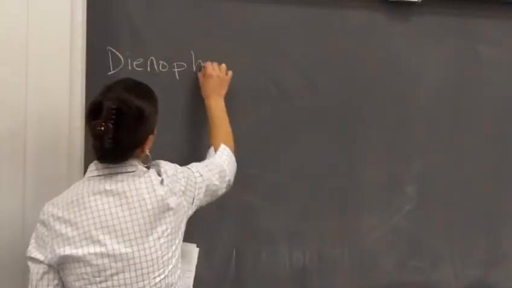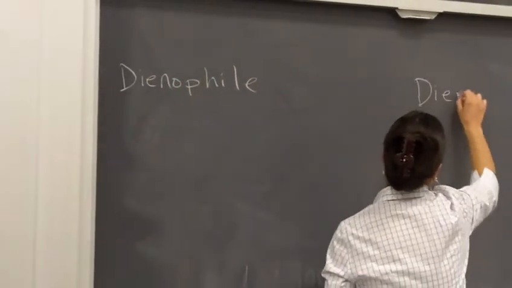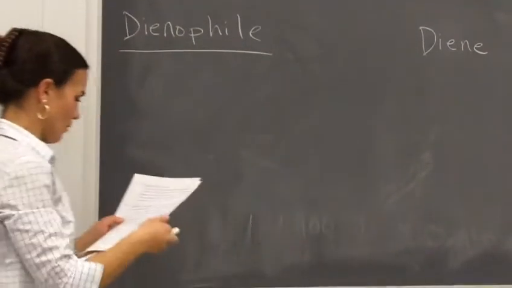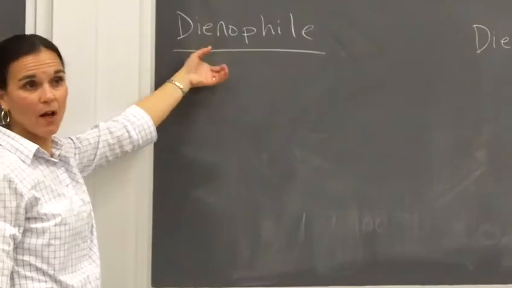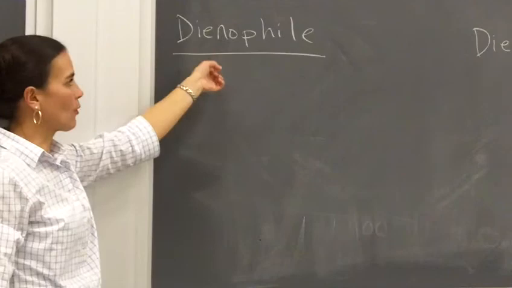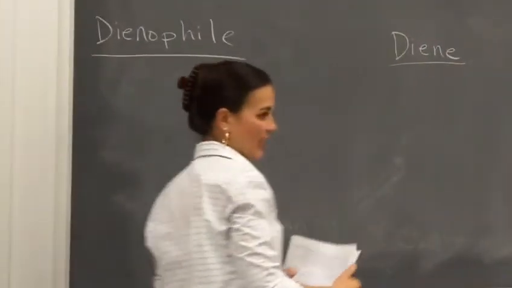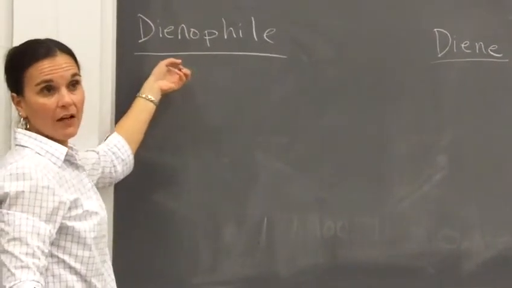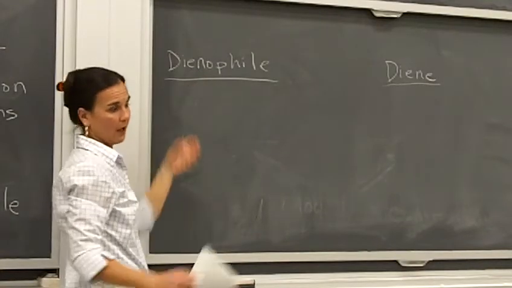Now we're going to look at the two pieces. We've got our dienophile and our diene. This dienophile is called a dienophile because it wants to react with a diene. In order to make it react with something that has some electron density, to set up a really good dienophile you want to have some electron withdrawing groups on it.